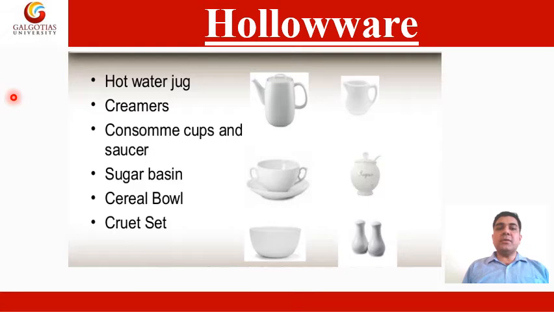So basically hollowware are those kinds of equipment in food and beverage service which can be from cutlery, crockery, or glassware, but are supposed to be deep and a little tall. For example, the water jugs, the creamers, soup cups, saucers. Then we have sugar basins, cereal bowls and cruet sets.